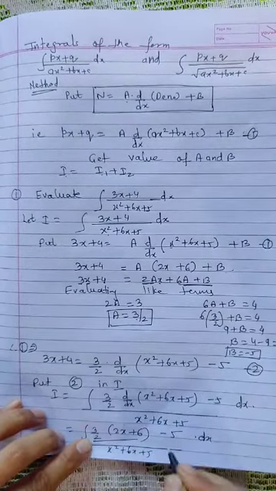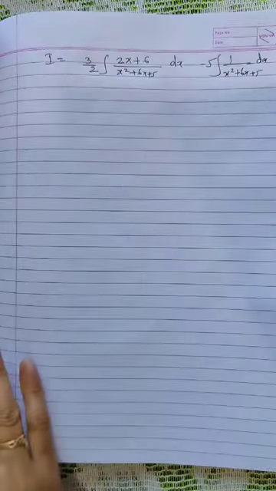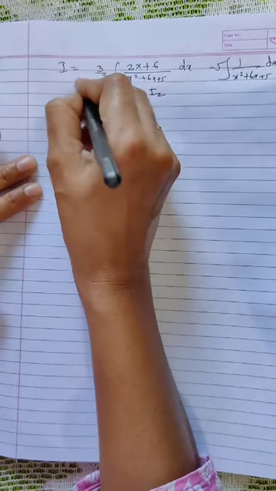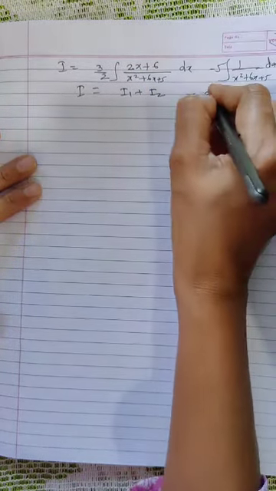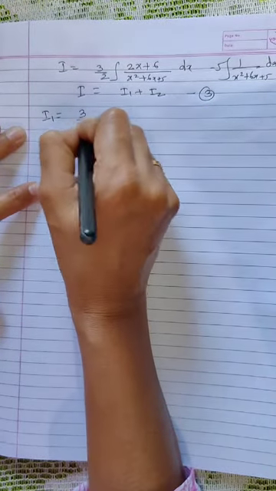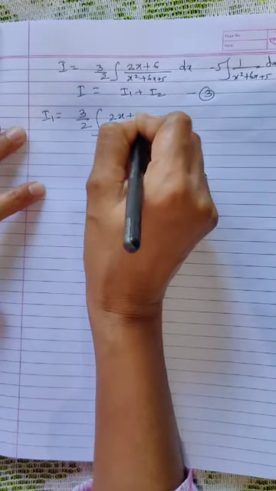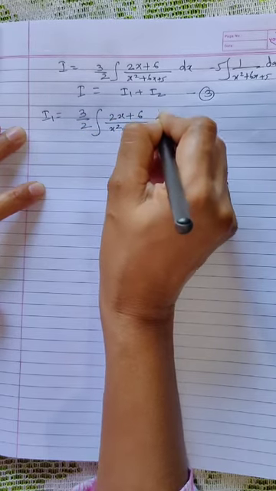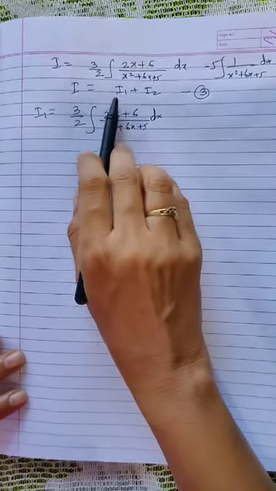Okay, so we have split it into two terms. This is your first term, this is your second. Take it as I1 plus I2. Say this is your equation number 3. So that your I1 is 3 by 2 integration of 2x plus 6 upon x square plus 6x plus 5 dx. So one by one we solve I1 and I2.